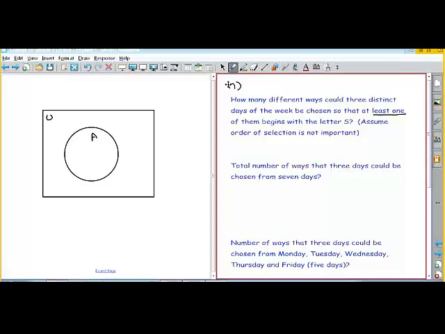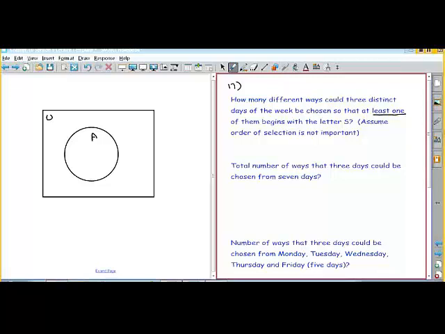That'll give me the total amount. Then what I do is find the number of subsets where I have no days that start with an S, because that's the opposite of at least one. At least one means you have 1, 2, 3, but the opposite is none. Okay, so that's what we're going to do. So the total number of ways that 3 days could be chosen from 7 days, there's no restrictions. That's going to give us the list of all of them.